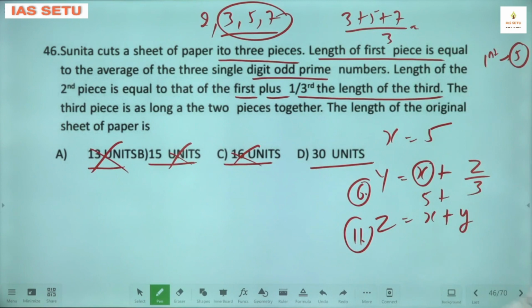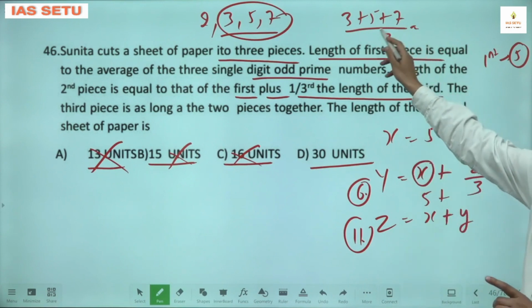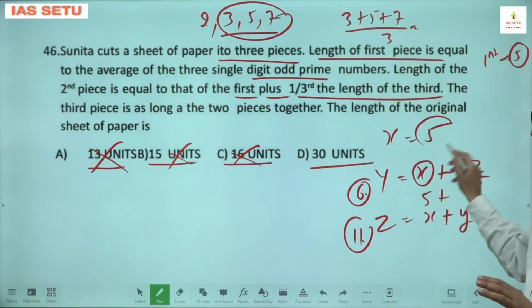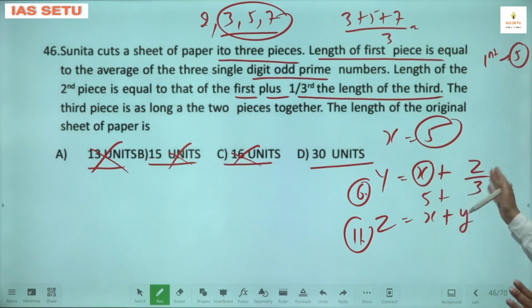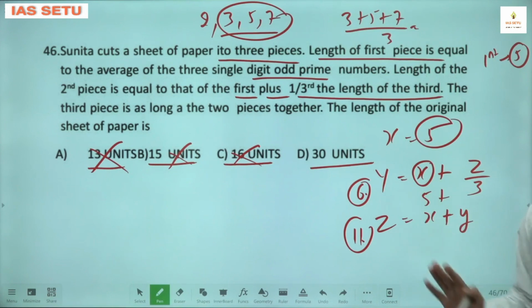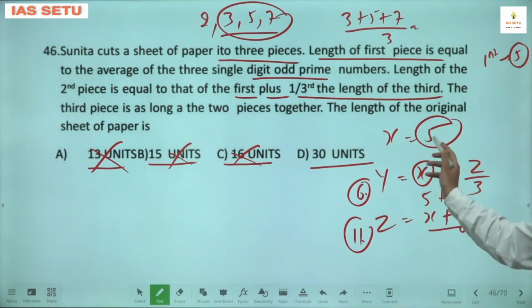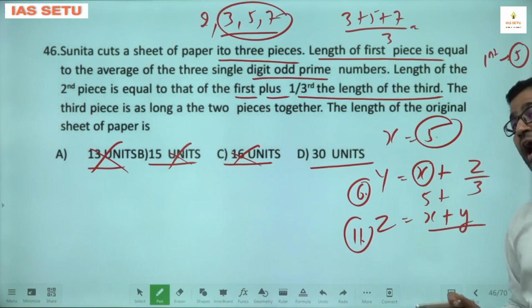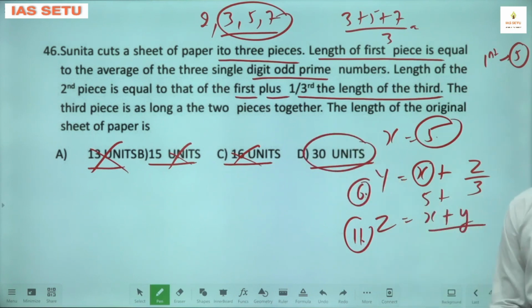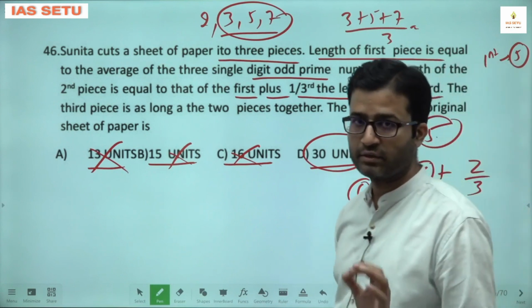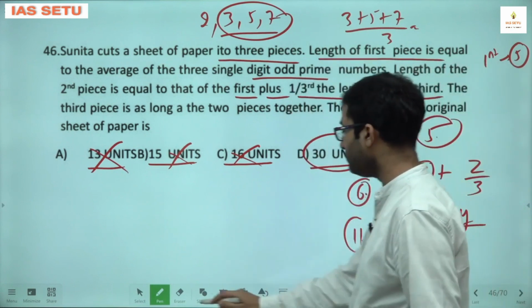I repeat, the first piece is the average of these 3 prime numbers, 5. y is more than x because it is x plus something. I take y minimum 6. z will be the sum of the first 2, so z has to be minimum 11. So 5 plus 6 is 11, plus 11 is 22. So the total length has to be more than 22 unit. So there is only one answer option, which is 30 unit. No calculation required. That is Method 1.